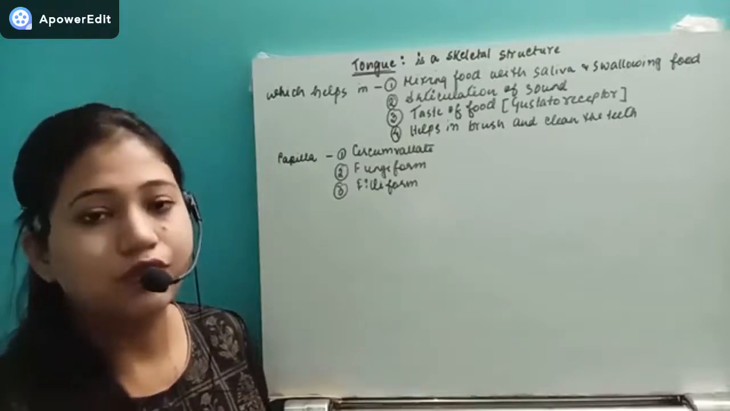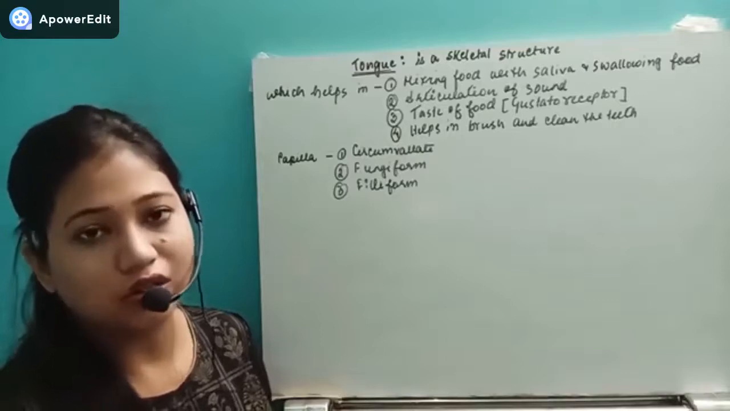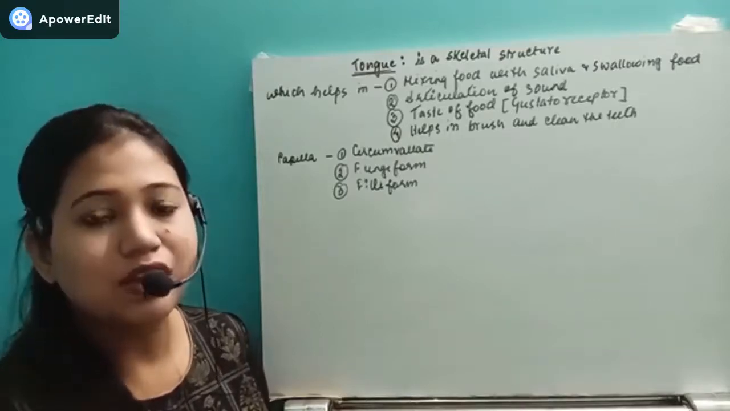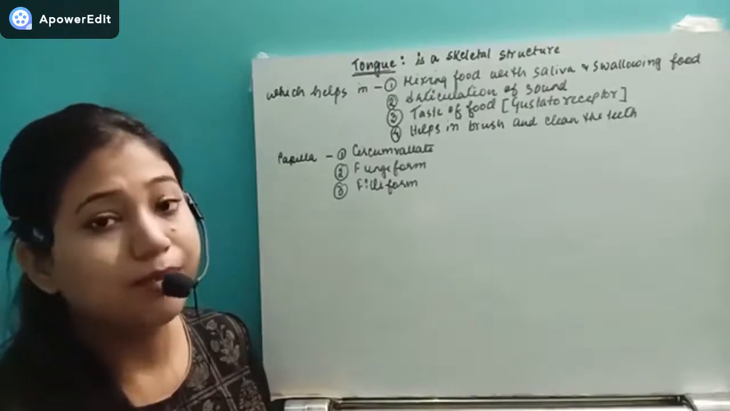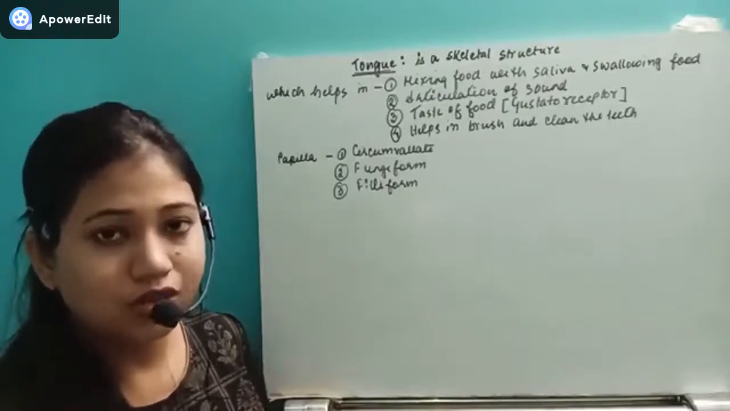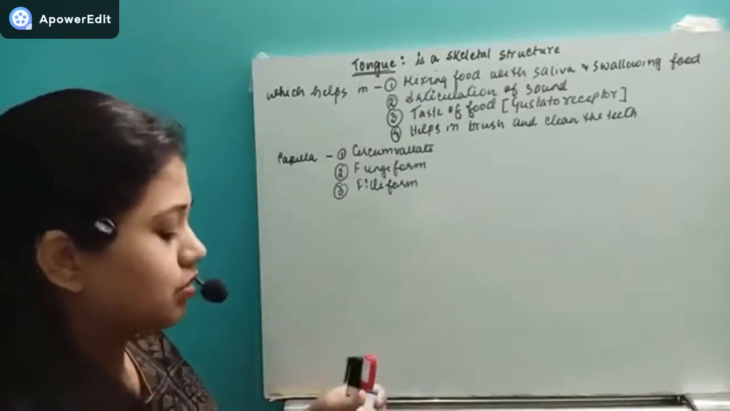So first of all we need to know what the tongue is. This tongue is actually the structure present in our buccal cavity, attached to the floor of the buccal cavity by means of one structure, that is the lingual frenulum. So you can see the structure.